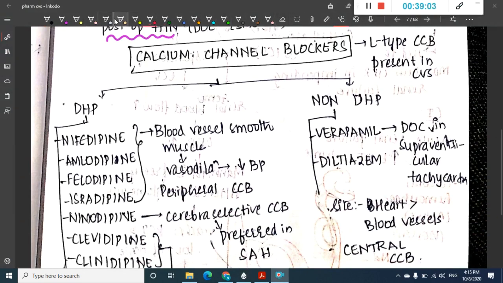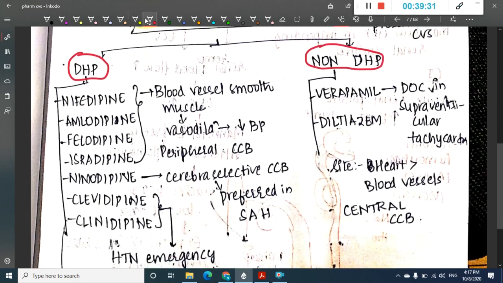So the next group of drugs which you see here are calcium channel blockers. These calcium channel blockers can be divided into two types: dihydropyridines and non-dihydropyridines. We will see each of these in detail. First we will see the drug names.